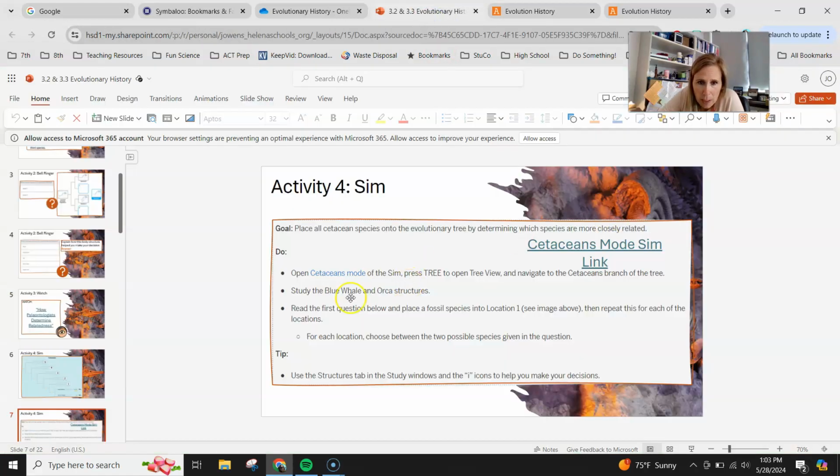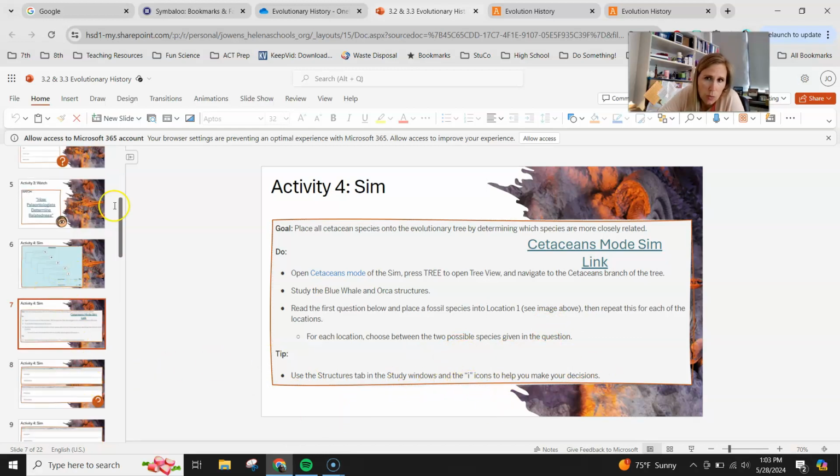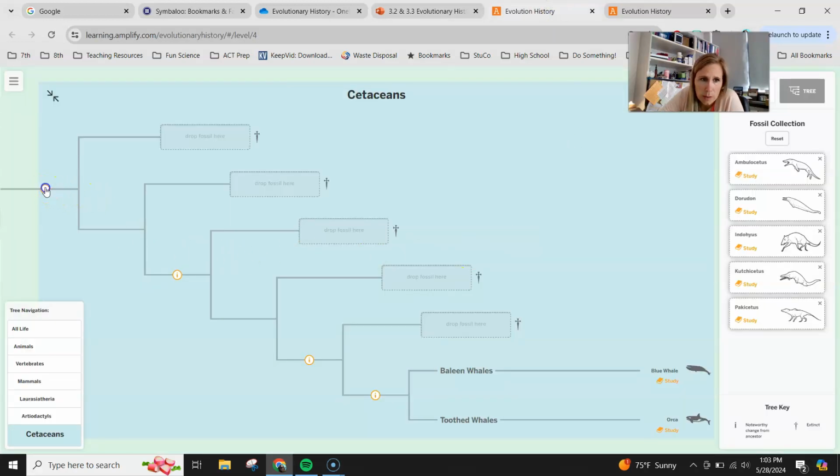And then read the first question below and place a fossil species into location 1. Then repeat this for each of the locations. For each location, choose between the 2 possible species given in the question. Use the Structures tab in the study window and the eye icons to help you make your decisions. So remember that when we look at this, you can click on these little eye icons.